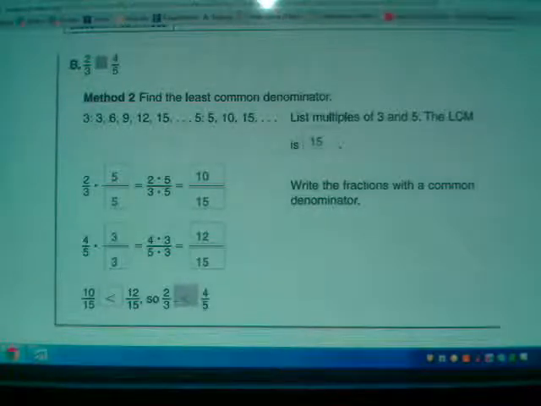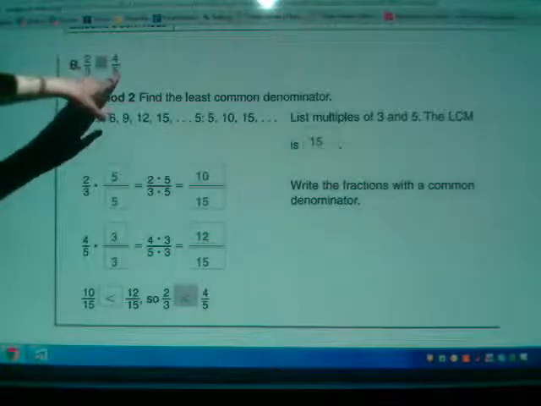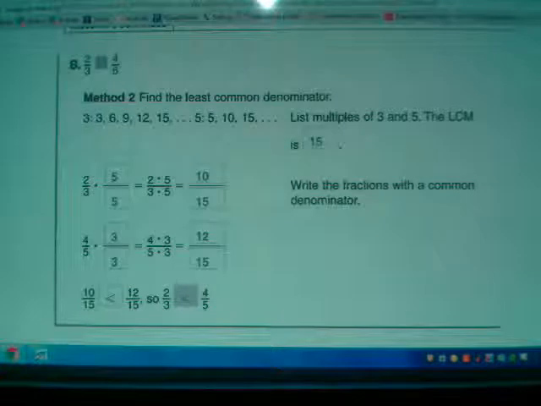So in this question, we'd be looking at the denominators, which are 3 and 5. Well, if we go through and list multiples, and when I talk about multiples, I want you to think of a times table. The 3 list is going to start at 3, because 3 times 1 is 3. And then the next number is going to be 6, because 3 times 2 is 6. And then the next number is going to be 9, because 3 times 3 is 9.